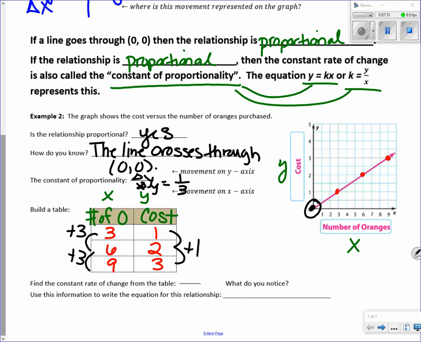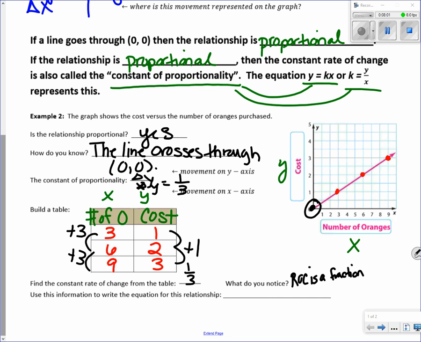Well, I know that my constant rate of change is 1 over 3. Okay, this is the first time we've seen a fraction, and it says, what do you notice? Use the information to write the equation. So let's go back to what do we notice? I notice that my rate of change is a fraction. Okay, which all that means, again, is the relationship between your x and the y. It's okay to have a fraction. It's also okay to have a decimal.